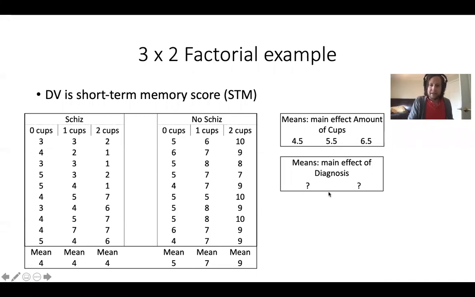And an analogous thing is true for the main effect of diagnosis. We don't care how many cups of coffee people drank. And so we just take all the people with schizophrenia, no matter how much coffee they drank, average all their scores together to give us 4. Same thing over here. We don't care how much coffee they drank. We just put all of the scores together, people, no matter how much coffee they drank, who don't have schizophrenia, and put them right there.